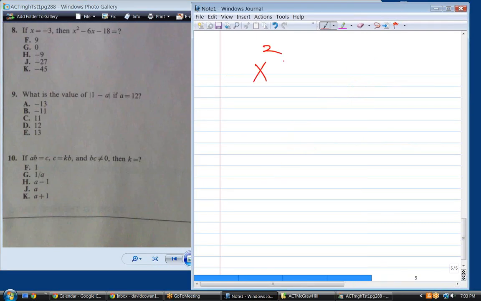If x is -3, then x squared minus 6x. Okay, so it would be x squared. Now what I would suggest you do on these is plug in parentheses what they want you to plug in. So it would be parentheses, -3, squared.